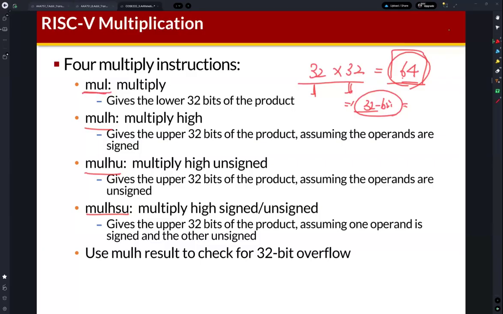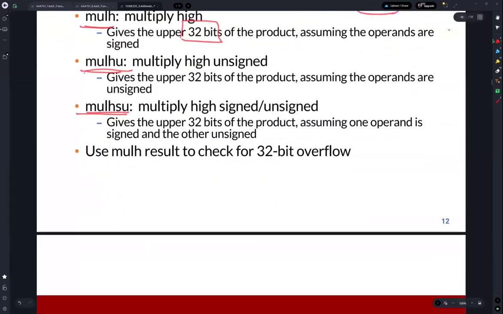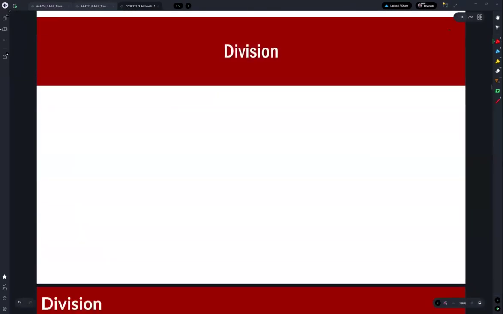If we use MUL, which means multiply, it stores just the lower 32 bits of the product. If we use MULH, it stores the upper 32 bits of the product. Then you can find MULHU and MULHSU for signed and unsigned numbers. So this is the multiplication.